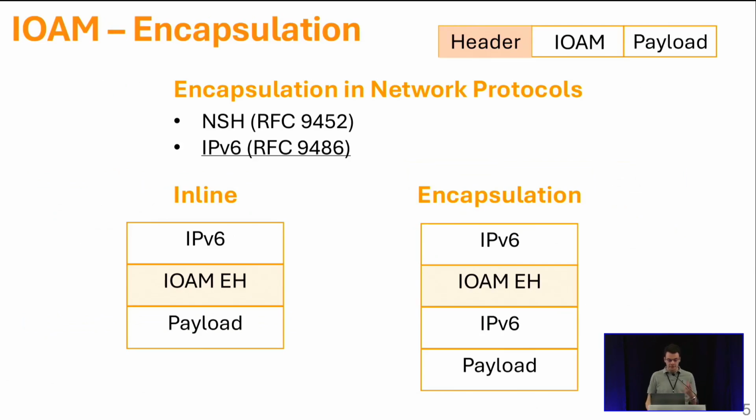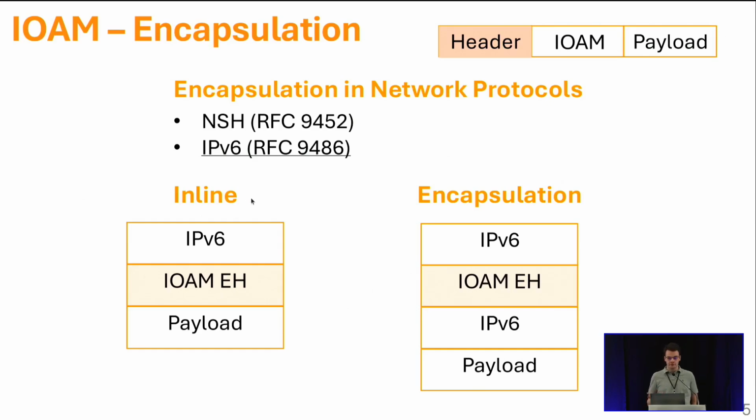So for encapsulating IOAM in existing protocols, if we take, oh, can you see the mouse, by the way? Okay, perfect. So as I've just explained, we have the packet header, the IOAM information, and the packet payload. Regarding the header, IOAM is currently standardized to be encapsulated with either the network service header or IPv6. For this talk and the implementation, we only consider IPv6. We will not take a look at NSH.